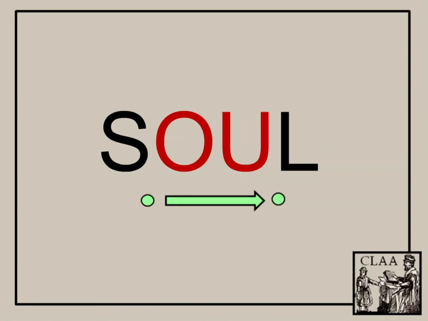Here's another irregular word that uses the English letter U, and we've already studied this when we studied the letter O. In this word, the two letters O and U are read as a long O. Oh. This word is read sol, sol.